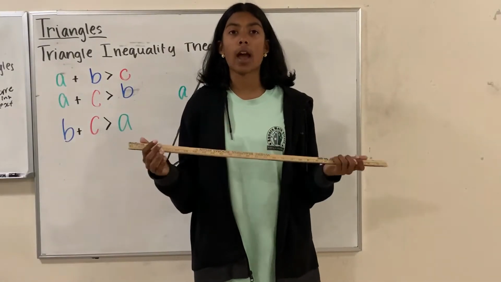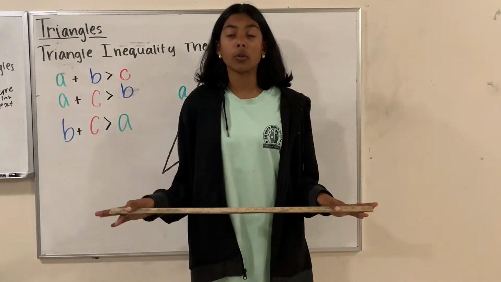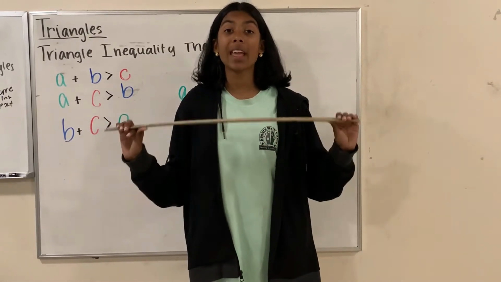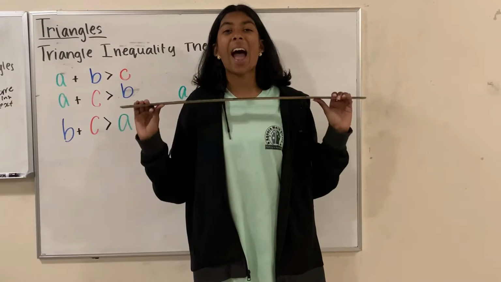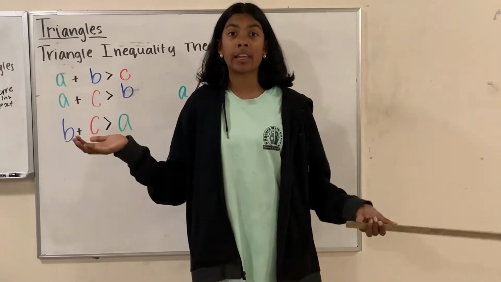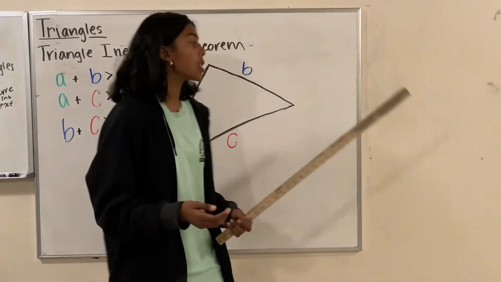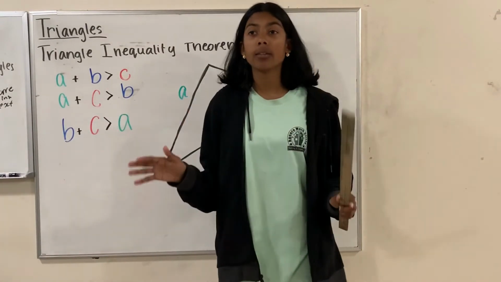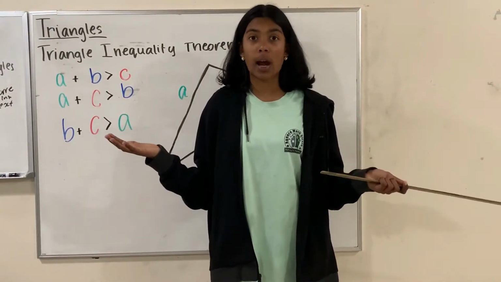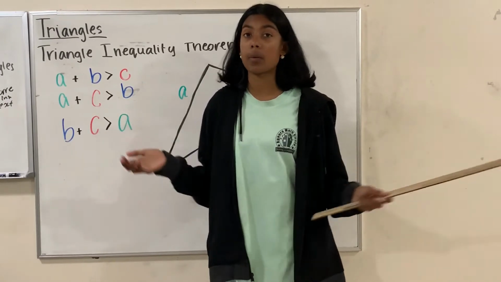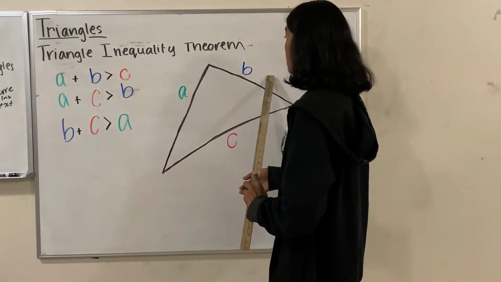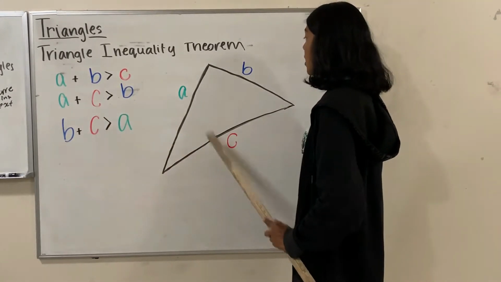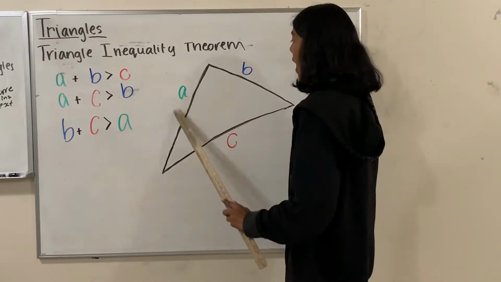Now let's move on to the triangle inequality theorem. And basically what the triangle inequality theorem says is that two sides of any triangle, when they're added up, their sum has to be greater than the length of the third side. For example, I have a giant triangle drawn here with sides A, B, and C. And for this to actually be a triangle, these three conditions must be met. A plus B has to be greater than C. A plus C has to be greater than B. And B plus C has to be greater than A.